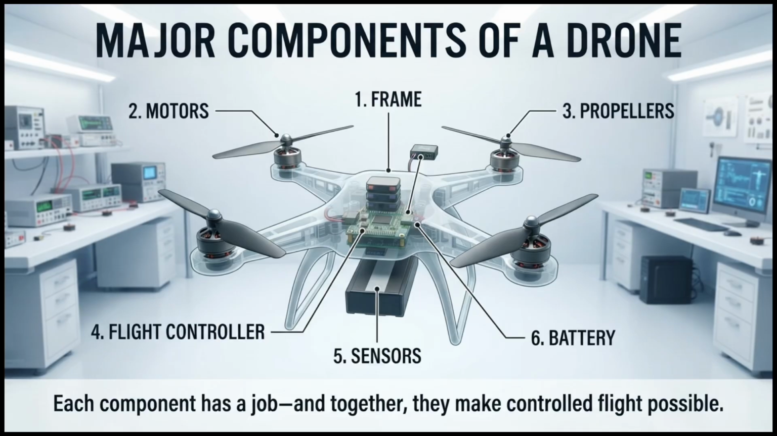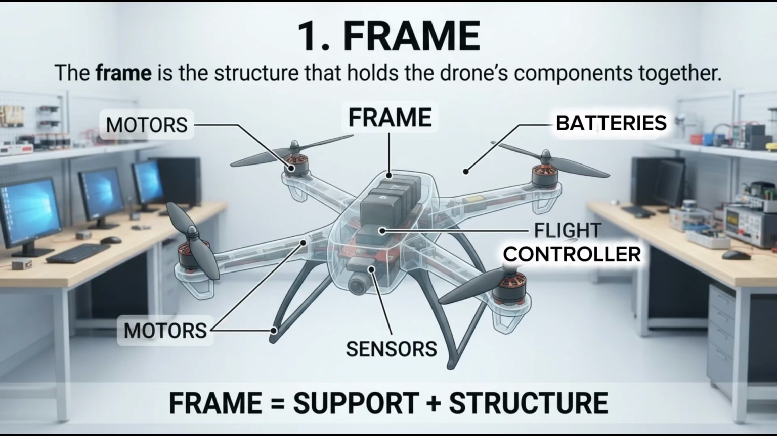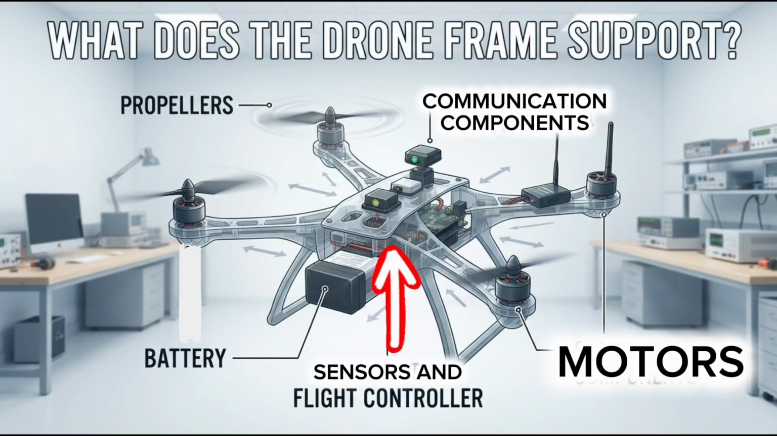Major components of a drone. The major components of a drone include the frame, motors, propellers, flight controller, sensors, battery, and communication system. Let's examine the most important ones. 1. Frame. The frame is the structure that holds the drone's components together. It supports the motors, propellers, battery, flight controller, sensors, and communication components. Without a strong and properly designed frame, the drone's components would have nowhere to be mounted.